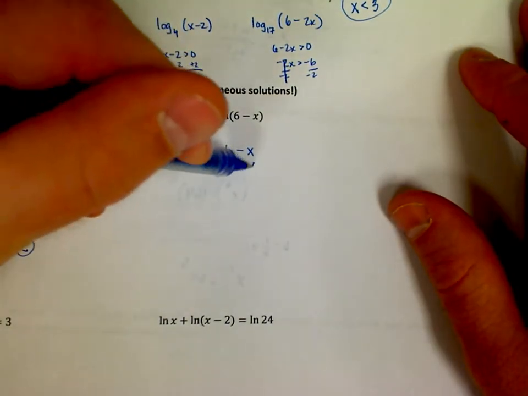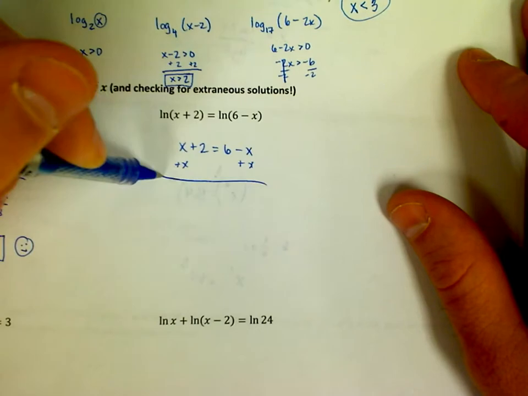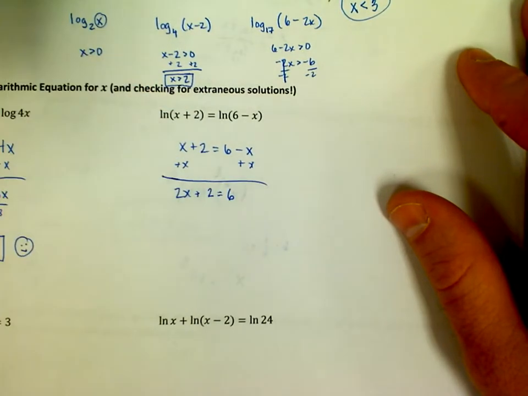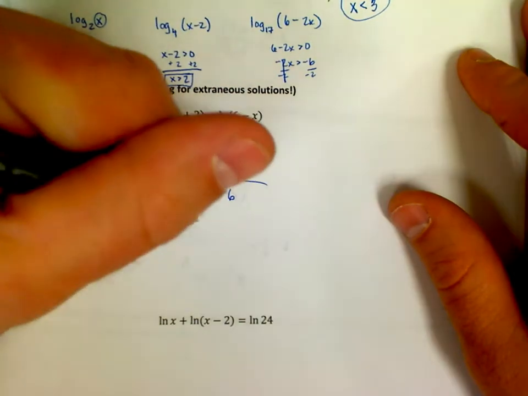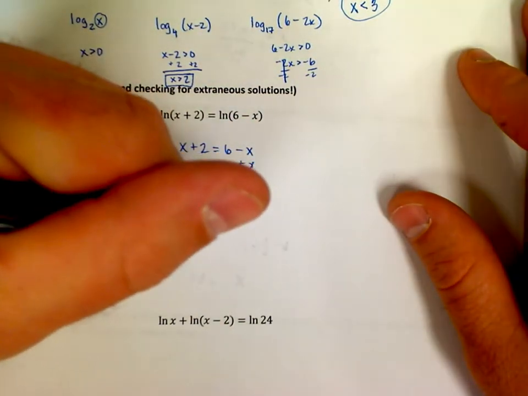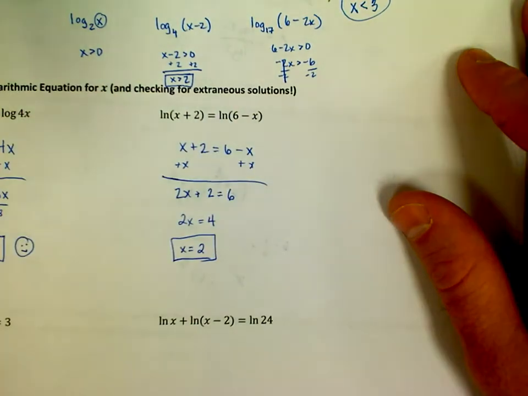I'm going to add x to both sides. And that gives me 2x plus 2 on the left. And that gives me a 6 on the right. Let's subtract the 2, so 2x is equal to 4. Let's divide by 2, so a single x is equal to 2. And that is my answer.